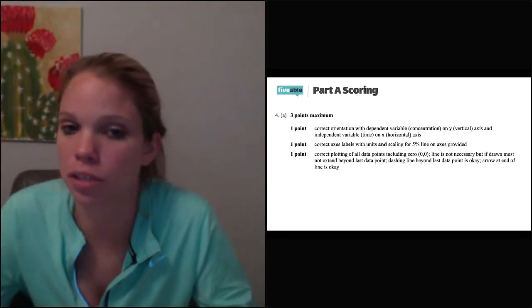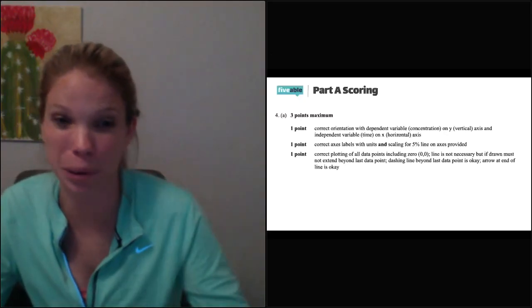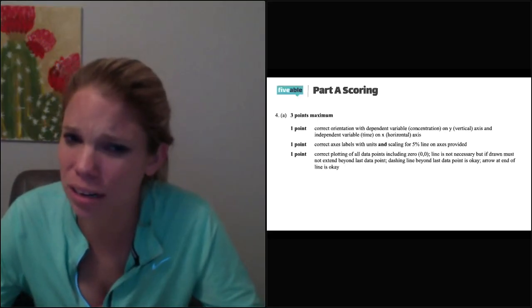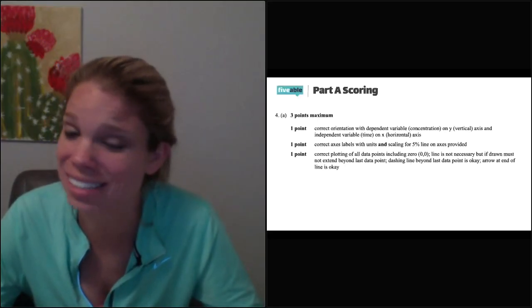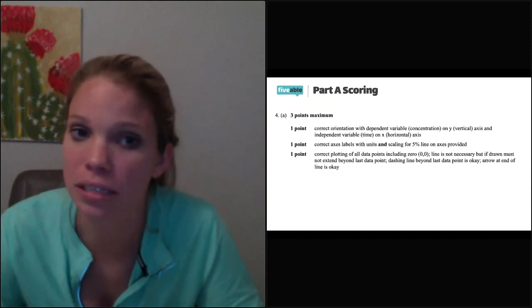Whenever you do a free response question, I always encourage my kids to do the graphing first because it's the most bang for your buck in terms of points. It's 3 points just for drawing a graph. And most of you, if you've been in AP for a while, you've been drawing graphs since like 6th grade. So just draw the graph and make sure you remember units.